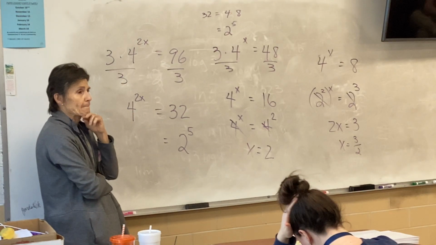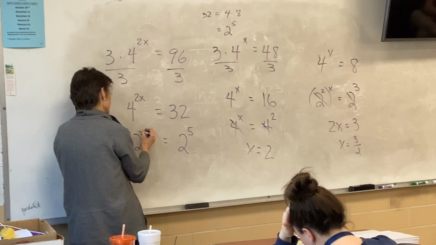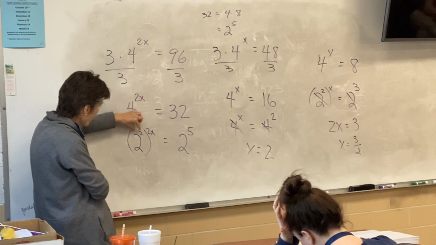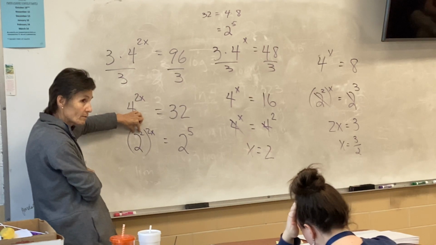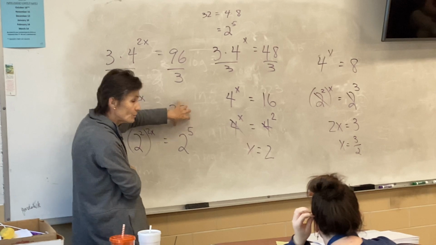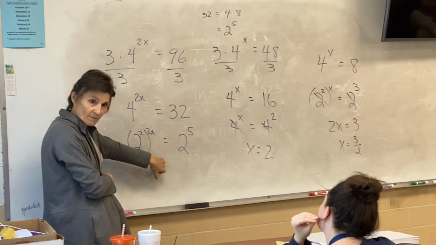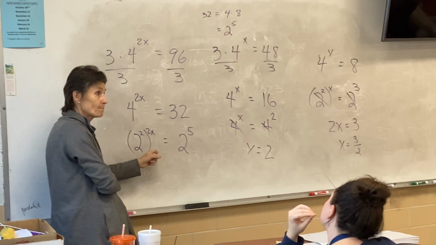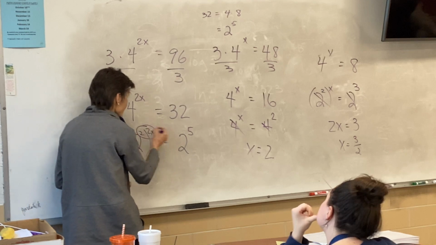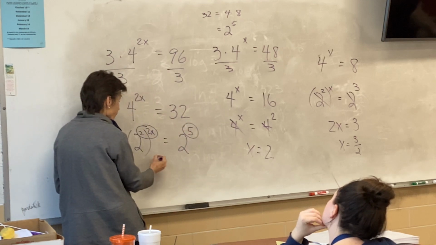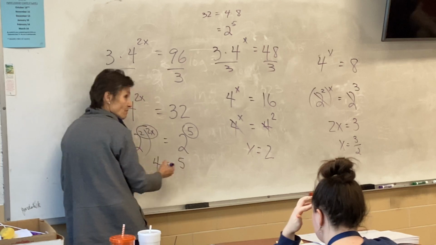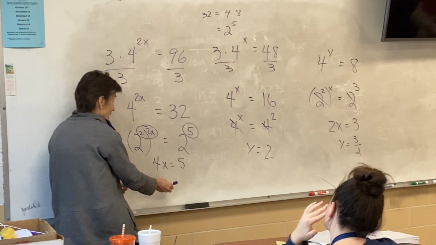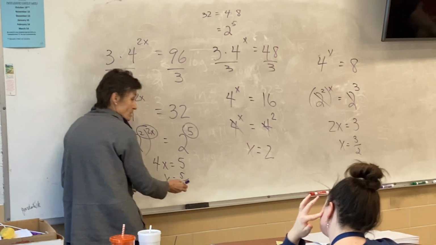What's 4? 2 squared. So the number 4, I'm writing as 2 squared. And the number 32, I'm writing as 2 to the 5th. Now, are they both the same? Yep. So now I can just look at the exponents. So 4x equals 5. See where I got 4x? And x equals 5/4.